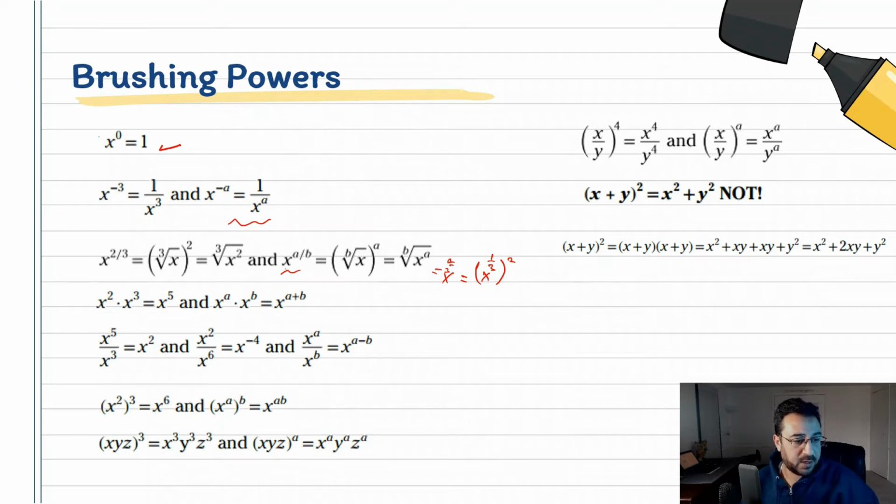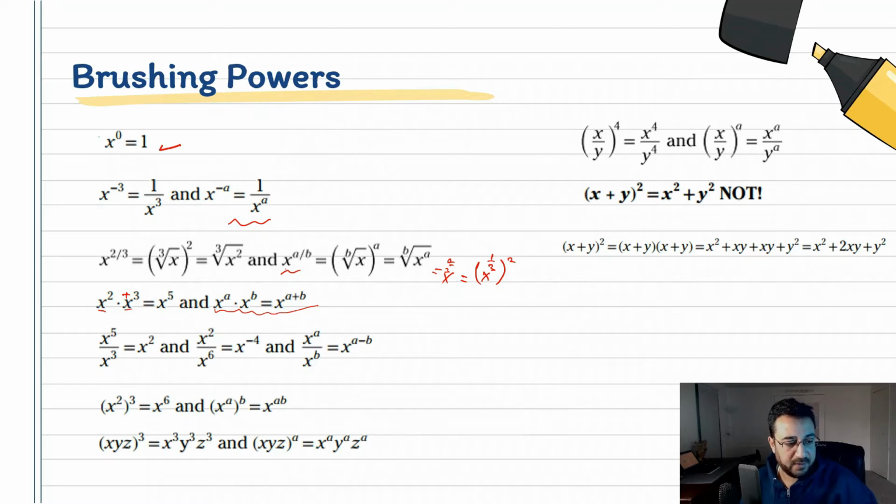So x squared multiplied by x cubed, in this case we say x to the power of 5, so you can keep the x here and you add the powers. So x to the power of 5. The equation says x to the power of a multiplied by x to the power of b is x to the power of a plus b. You are adding the powers.